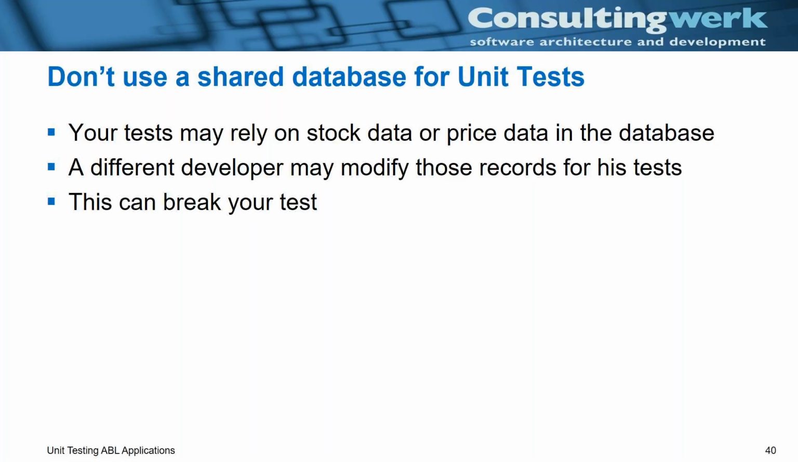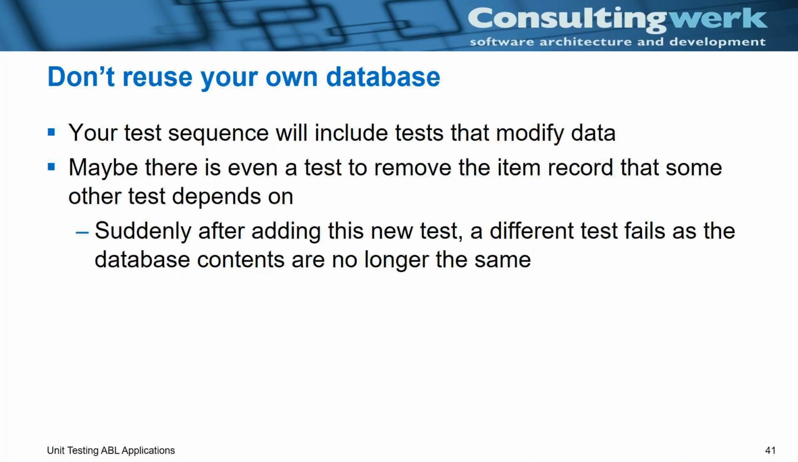So our tests may rely on stock data or price data in the database. And you wouldn't be the first one to whom it happens that suddenly a unit test that was working fine for ages fails because another developer has implemented a unit test that tests for the successful deletion of your standard customer. And suddenly all the tests that expect this customer to be in the database will fail. That's just a very, very simple thing that can fail.